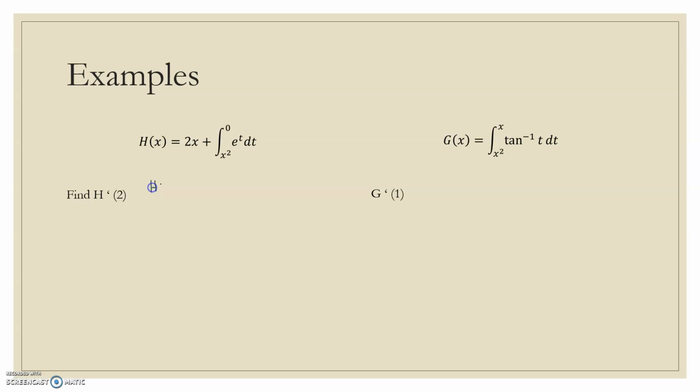So if I'm going to take a derivative of h here, I'm going to have to rewrite this because it's not in the right order. So I'm going to rewrite it as 2x plus the negative integral from 0 to x squared. So I'm going to take the derivative of 2x, which would be 2, minus e to the, leave the baby alone, times 2x. So h prime of 2 would be 2 minus e to the 4th times 4.